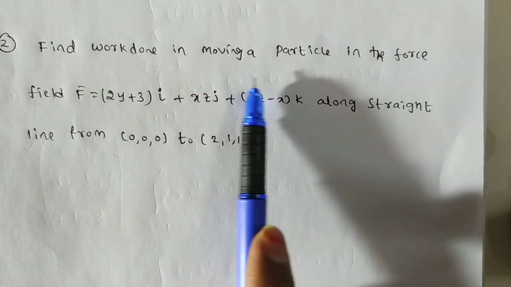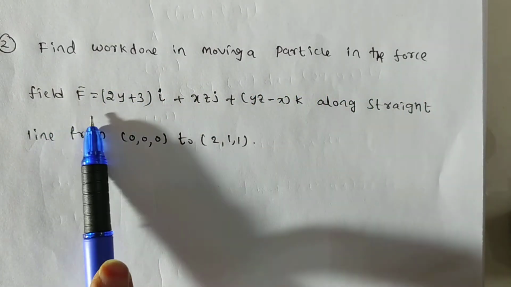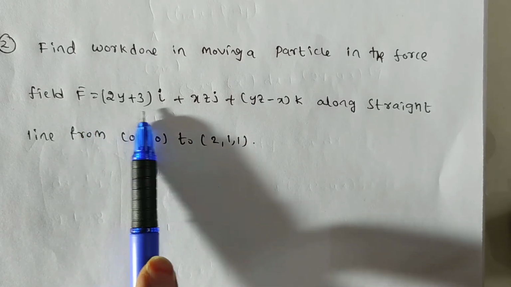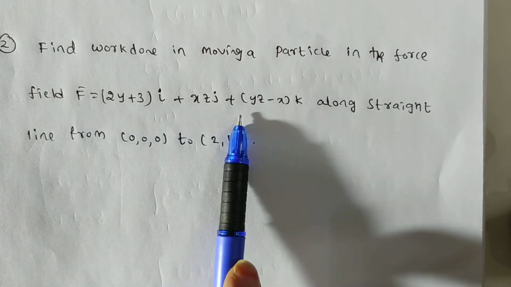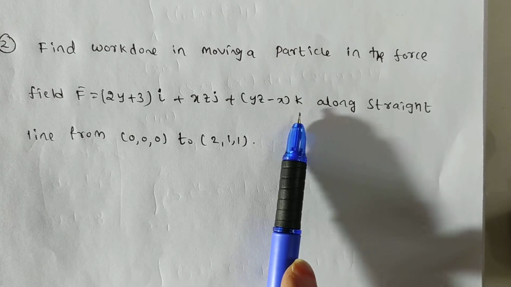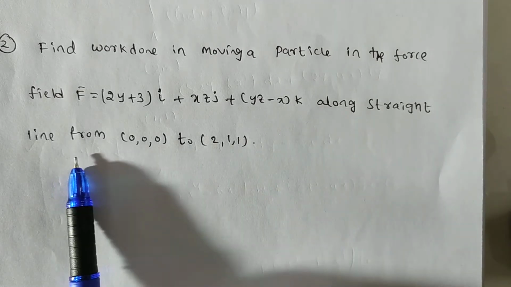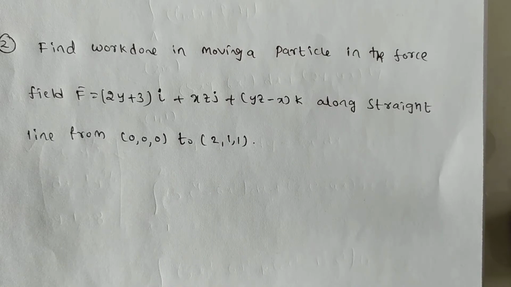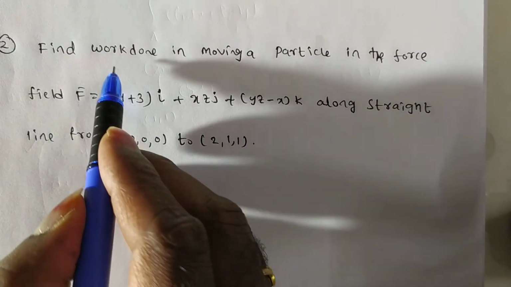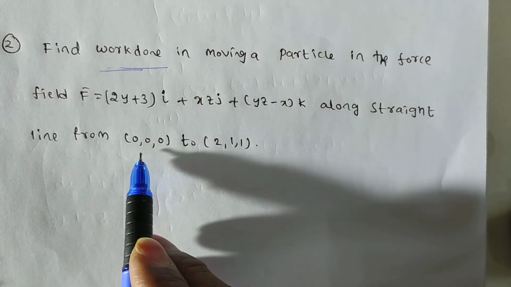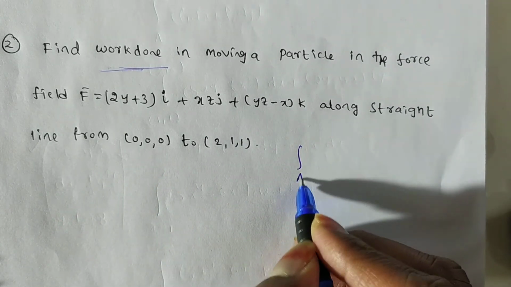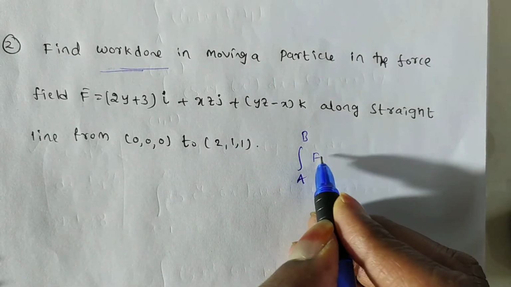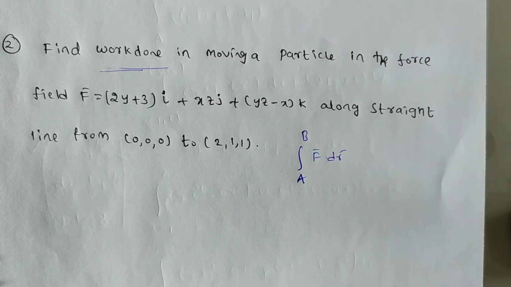Find the work done in moving a particle in the force field F bar equal to (2y plus 3) i plus xz j plus (yz minus x) k along the straight line from (0, 0, 0) to (2, 1, 1). You see friends, what we have to do here? Work done from point A to point B is nothing but the integral from A to B of F bar dot dr bar, which we need to find.